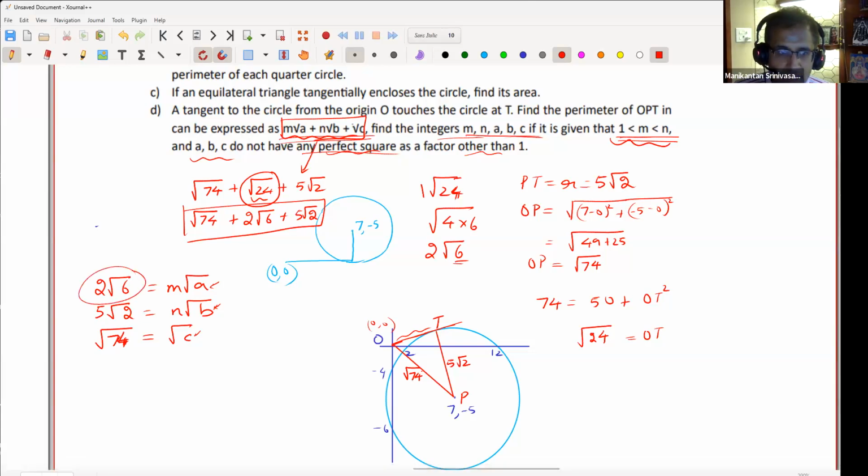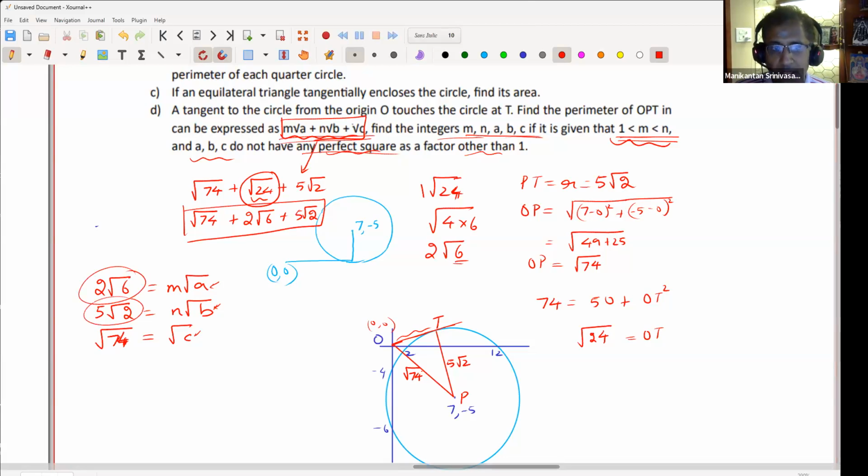So between this and this, I don't know which is m root a and which is n root b, unless I say the order m is less than n. And then a, b, c do not have any perfect square as factor other than 1. Okay, so on the face of it, it will seem very daunting. But if you dissect each part, it's not very complicated.